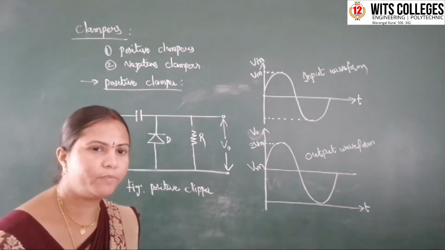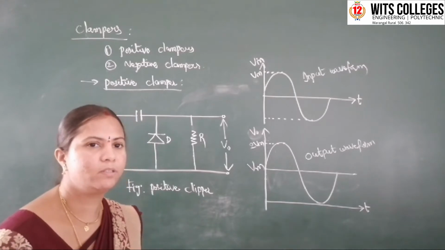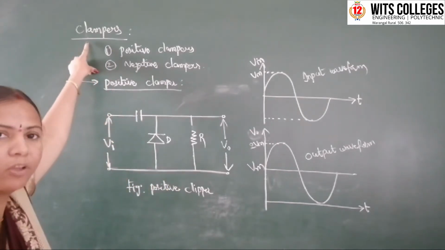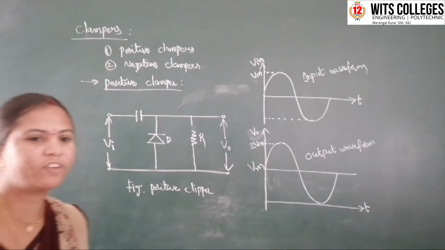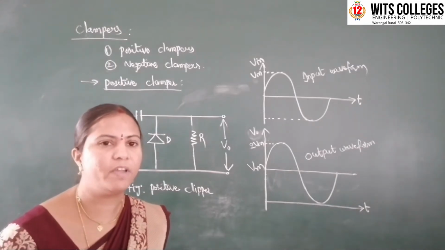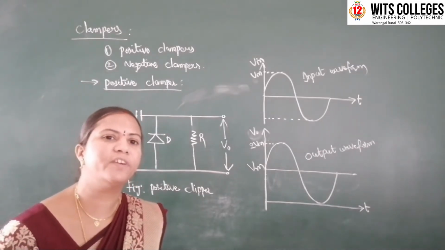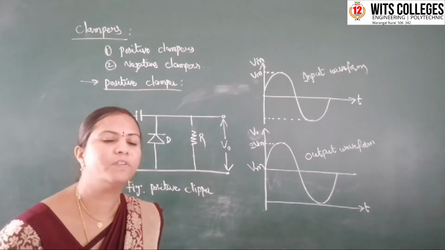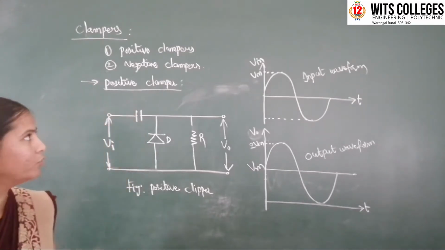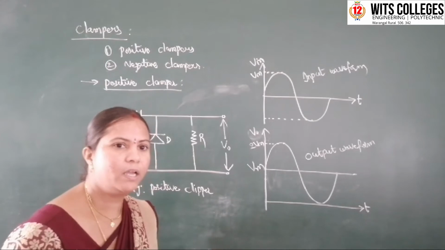Already in yesterday's topic we have discussed the diode clippers. So today's topic is diode clampers. What is the definition of clampers? The circuit with which the waveform is shifted to a different DC level. The circuit with which the waveform is shifted to a different DC level is nothing but a clamper.